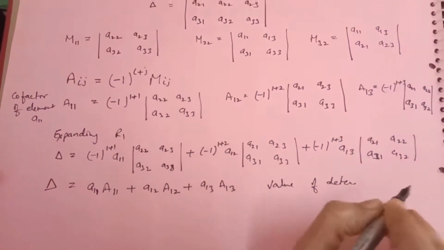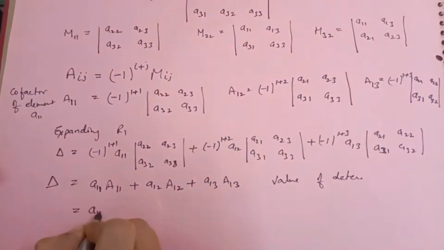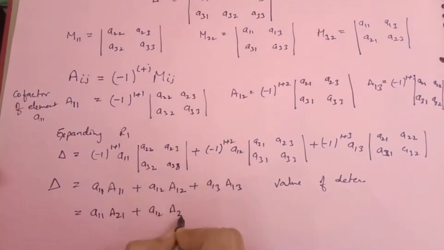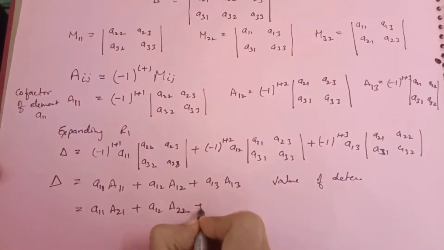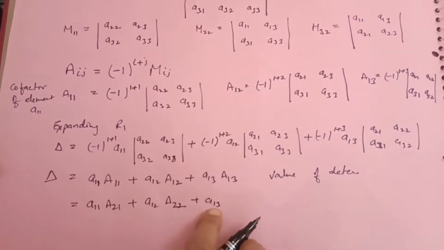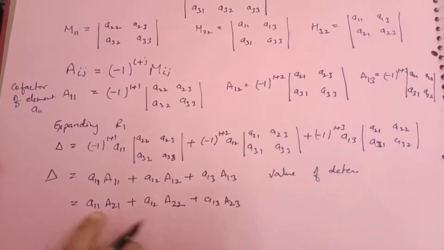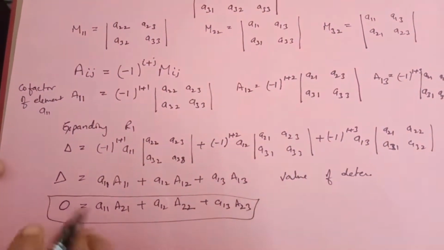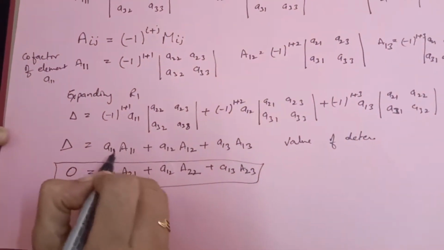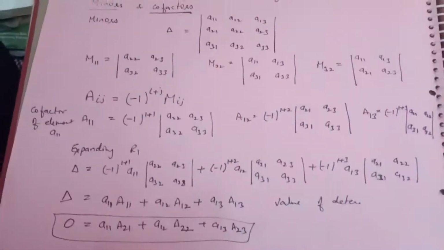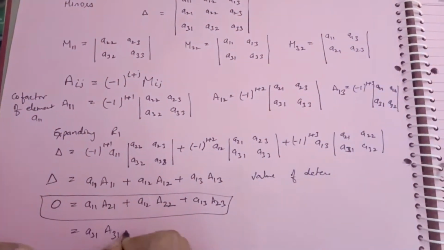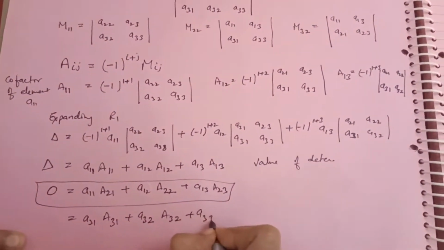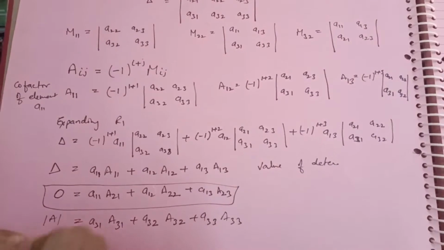But suppose you take A11 but the cofactor of second row first column, A12 but the cofactor of second row second column, and the first row element 13 with the cofactor of second row third column. They are not the same, so the determinant value will come 0. This is very important. But if you take the same, the element of third row with the corresponding cofactor of the third row, the sum gives nothing else but determinant A.